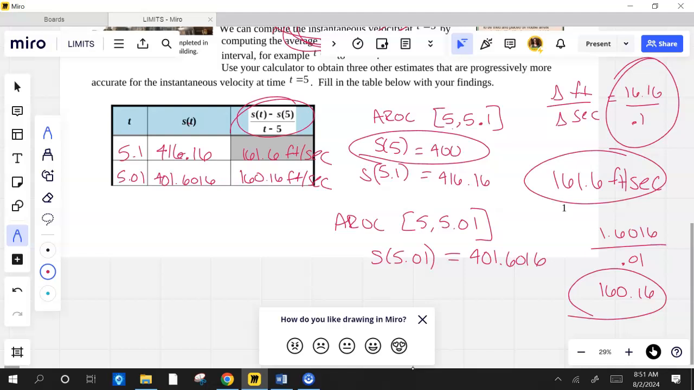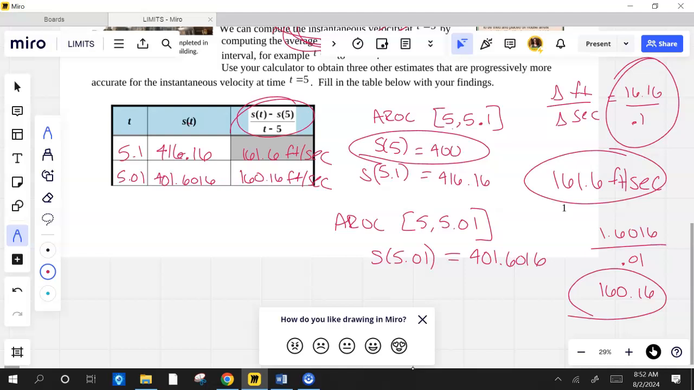She said, but wait, Ms. McGee, if we put 5.001, wouldn't we be closer to the actual velocity at that point? Yes. Because if I start out finding the average of this, and then the average between these, close, right? So I'm getting closer to 5, right? Yes.